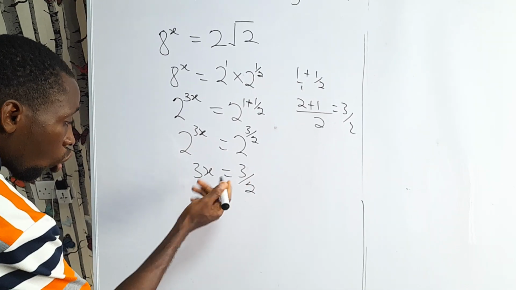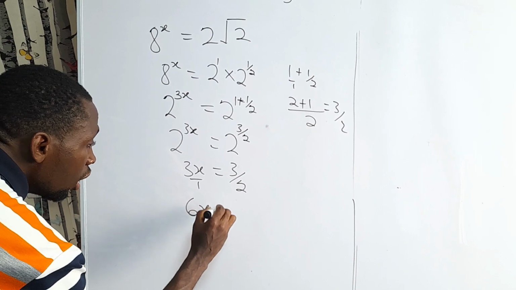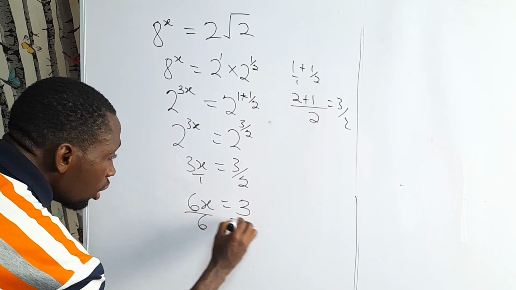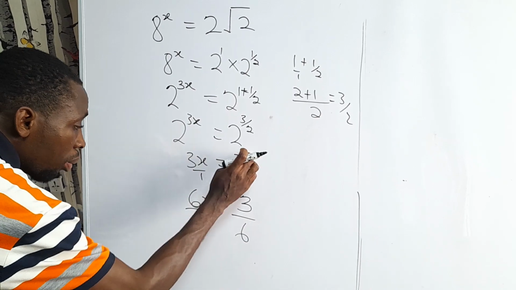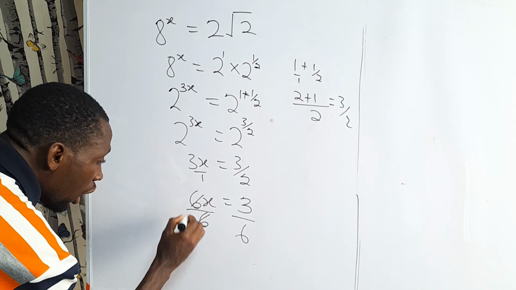So what we have, we can cross multiply this. This is over 1. We can cross multiply. We get 6x equal to 3. We divide both sides by 6. So you want to cross multiply: 1 multiplied by 3, and 2 multiplied by 3 is 6x. So this will divide that.